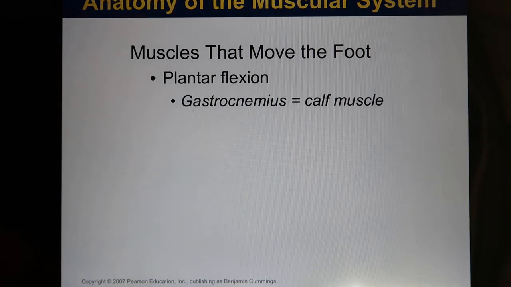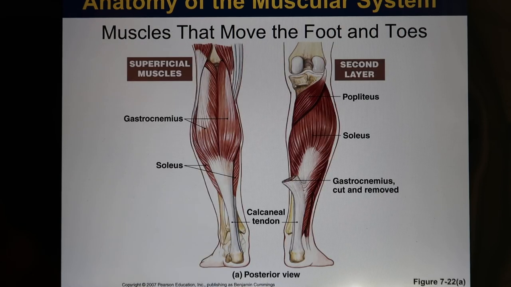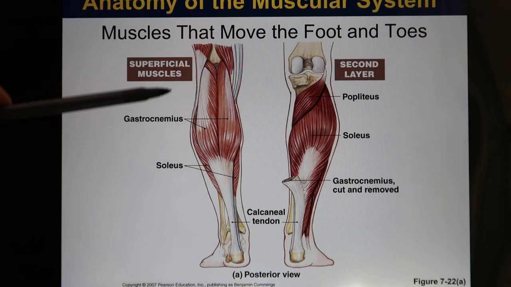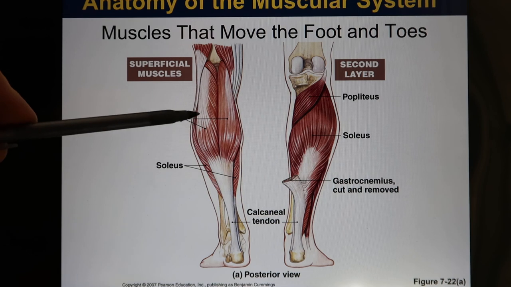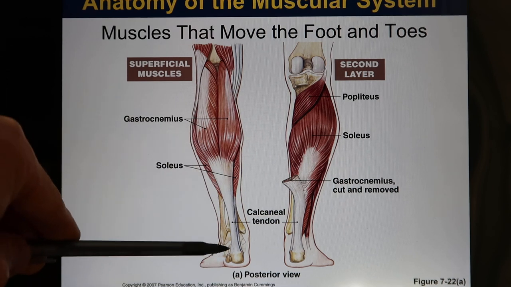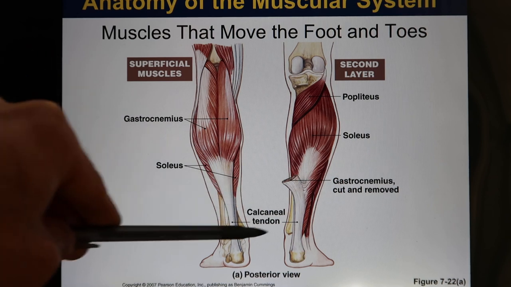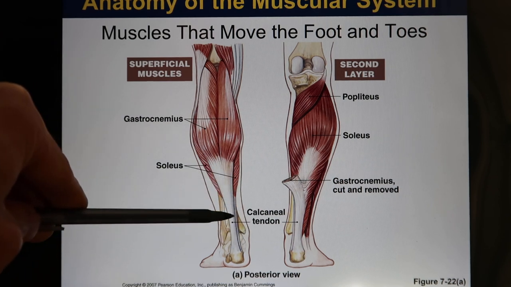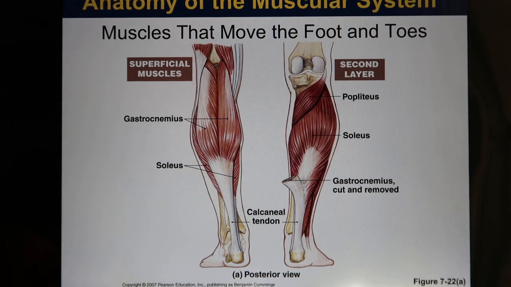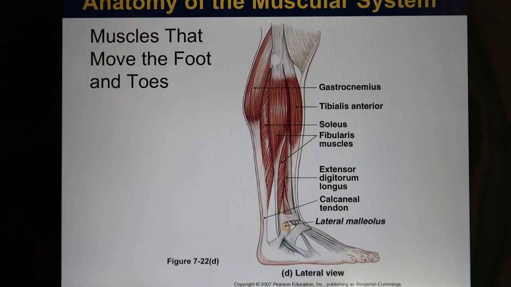Now we reach the leg. Let's look at the one called gastrocnemius. The gastrocnemius is the calf muscle. It connects with the calcaneus through the calcaneal tendon. The calcaneal tendon also has a nickname, the Achilles tendon. That's a very famous tendon. And these are the muscles from the side view. Okay, that's it.